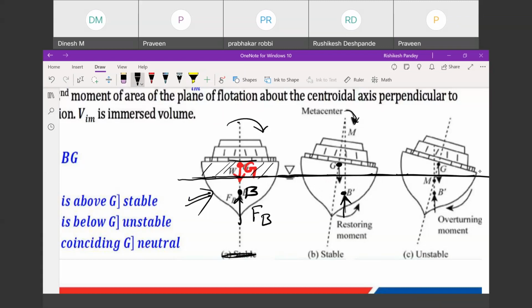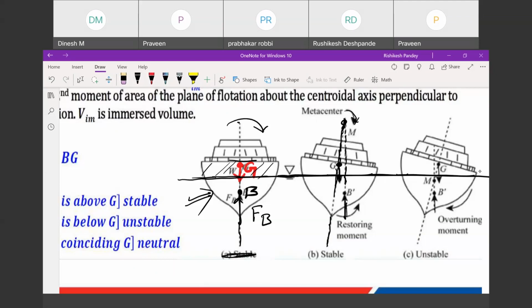Now this is your G, which is vertically downward, and this is your B, vertically upward. From here we can take one vertical line. This is your initial line which is passing through the center of gravity, and this is your new line which is passing through the new center of buoyancy. Where these two meet, that is your metacenter.